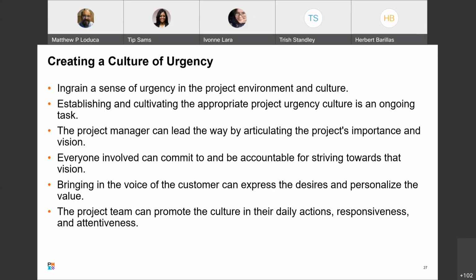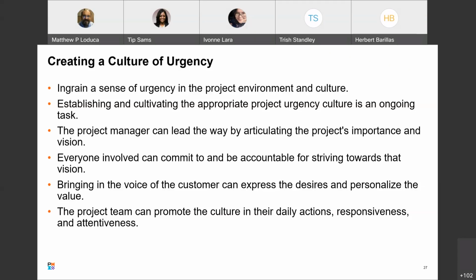The project manager can lead the way by articulating the project's importance and vision. So essentially, that's what I was saying before. Generally speaking, we know that the project's important and why we're doing it. If you don't, as a project manager, it's a good thing to pass that along. Motivation, what motivates people to do what they do. Sometimes it's really important. Other times you ask them to do it, they do it, and why they're doing it isn't really that important. In general, it's better to pass on what the project's importance is and what everybody's expecting from it. Everyone involved can commit to and be accountable for striving towards that vision.